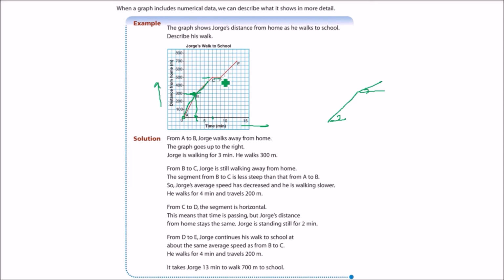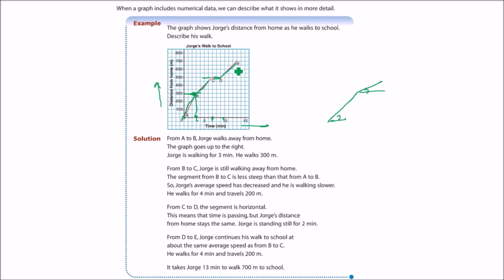Now from C to D, the segment is horizontal. This means time is passing, but George is not moving anywhere. He is just standing here. There is no movement from this time to this time. That is 2 minutes he is standing.